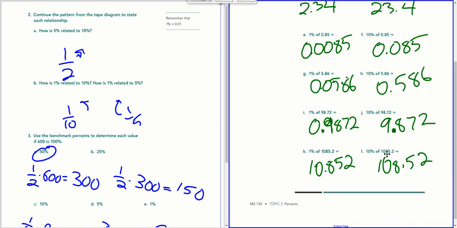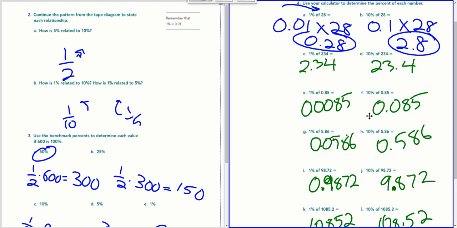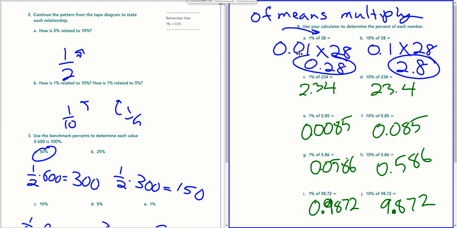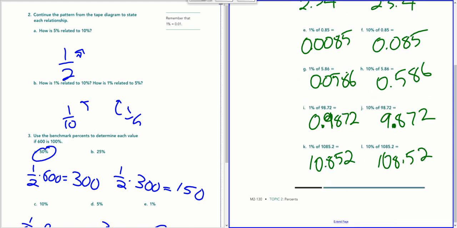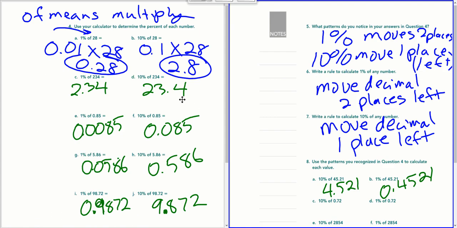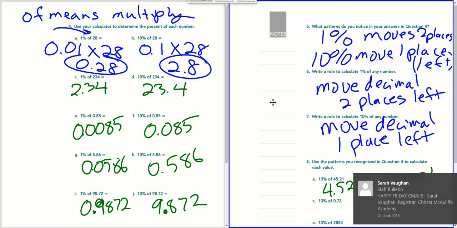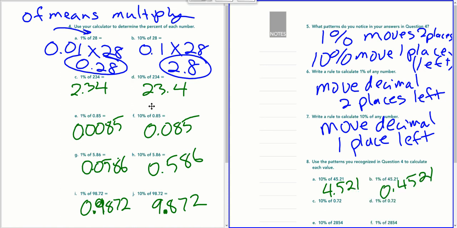So you can see a pattern. I don't think we have to go over all these, but you can see a pattern that for 1% it is 2 place values over, for 10% 1 place value over, and that continues. And if we go on to the next page, you can see what patterns do you notice. We just answered that question. Write a rule to calculate 1%: move the decimal 2 places to the left. We kind of went over that too. And then write a rule to calculate 10%: move the decimal place over 1 to the left.